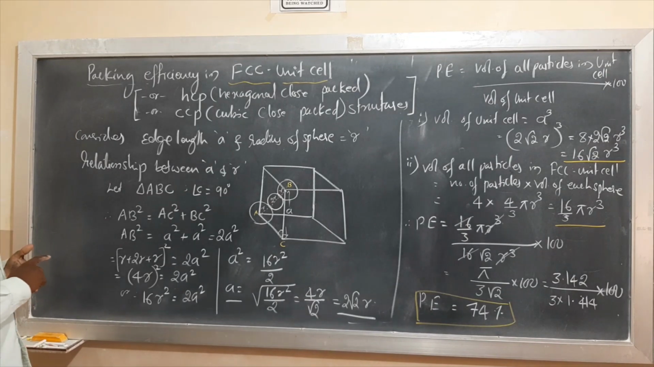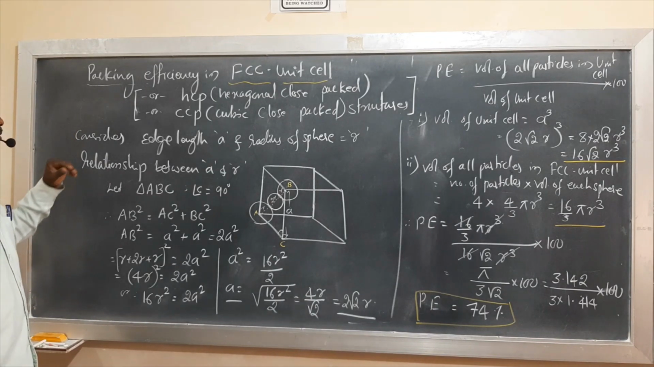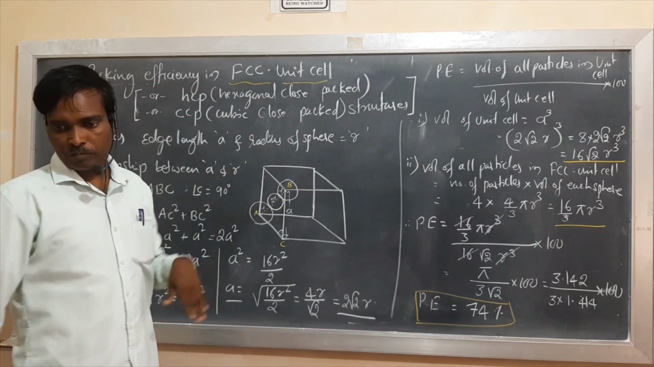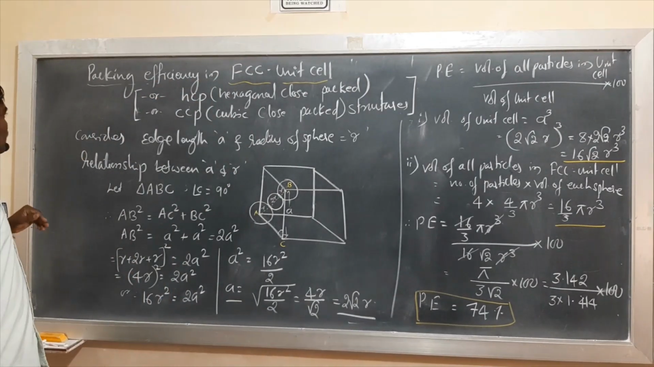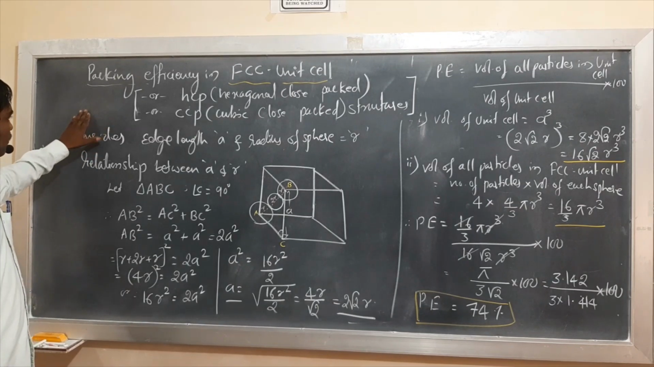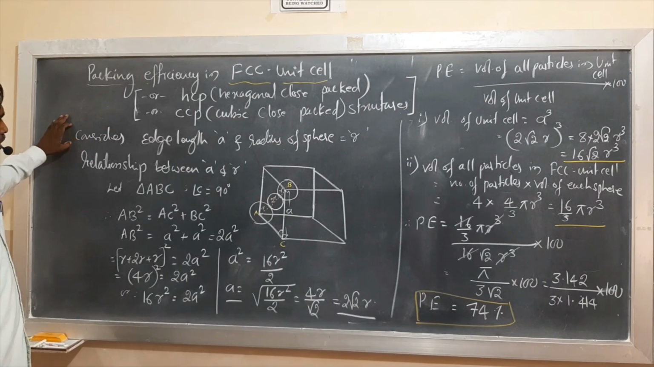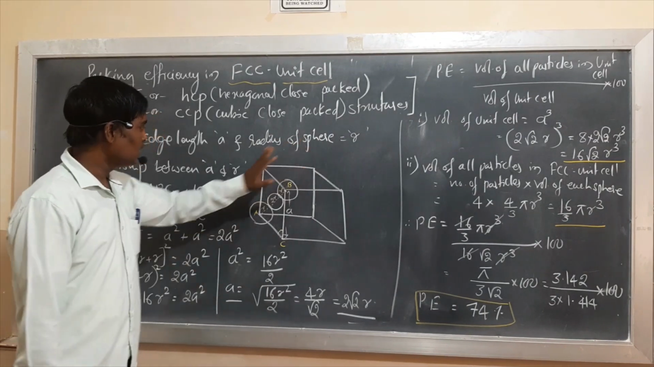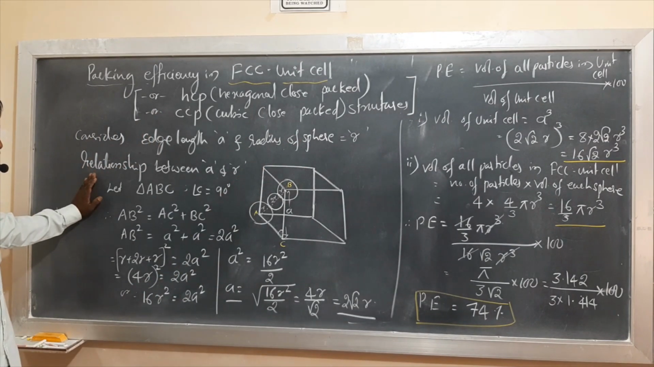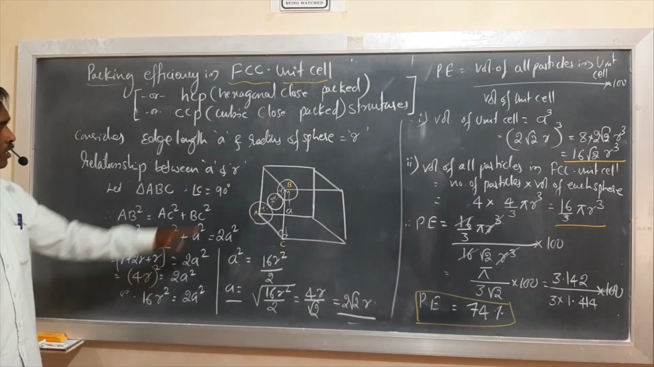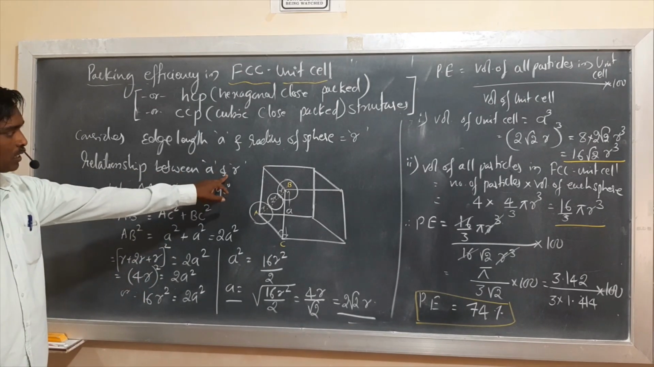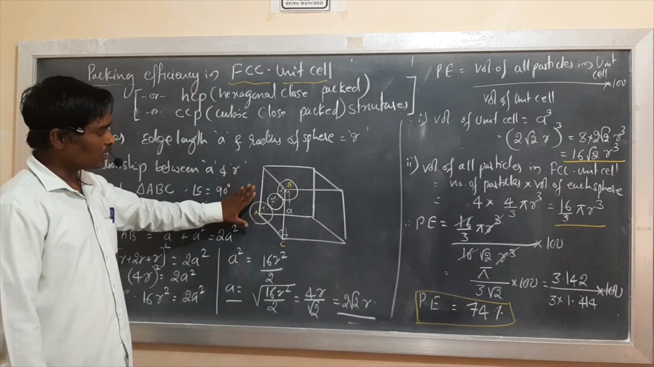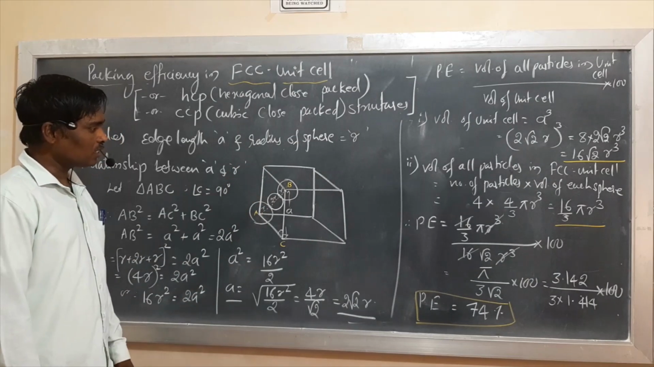Okay, so again let me repeat this. Packing efficiency in FCC unit cell. Here, the first step is to consider the edge length of the unit cell as A and the radius of the sphere as R. Then calculate the relationship between A and R. To calculate that relationship, you have to know how the particles are arranged in the FCC unit cell.